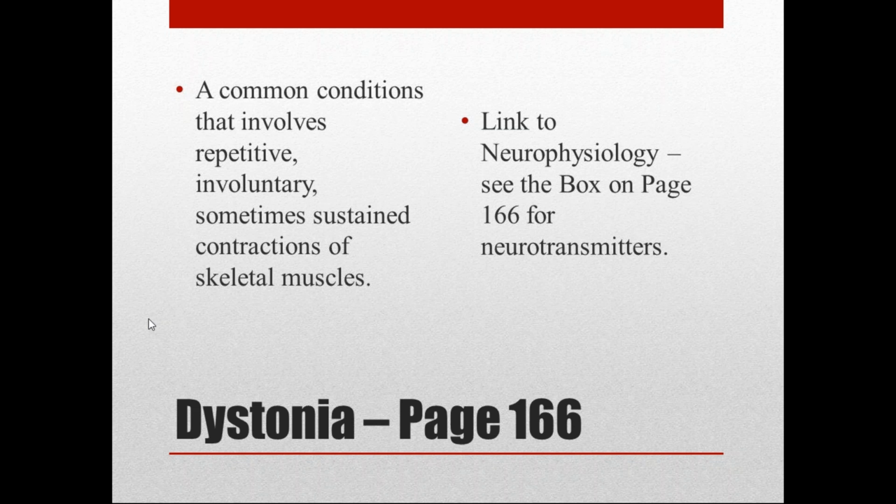So if you look at dystonia on page 166, 167, you can see a couple of pictures of people with torticollis. The woman at the bottom there has torticollis. Dystonia is repetitive, involuntary, sustained contractions of skeletal muscles. You have no control over them and they just kind of lock up.